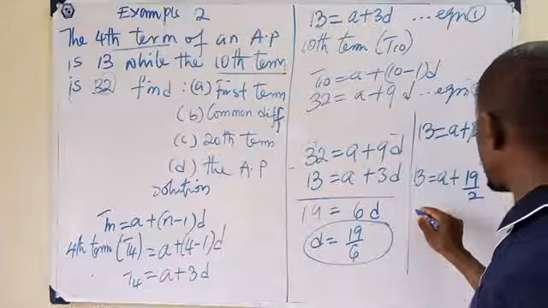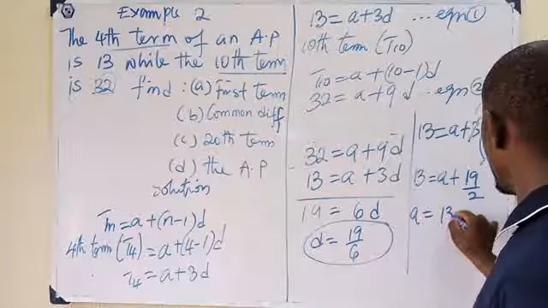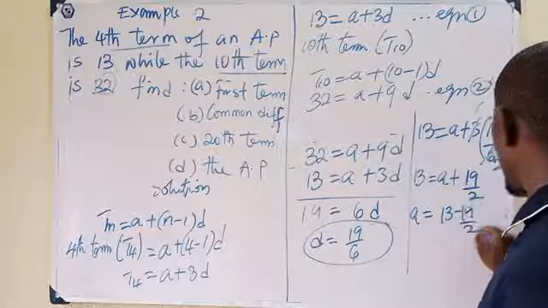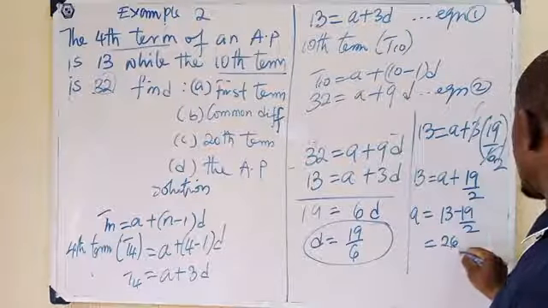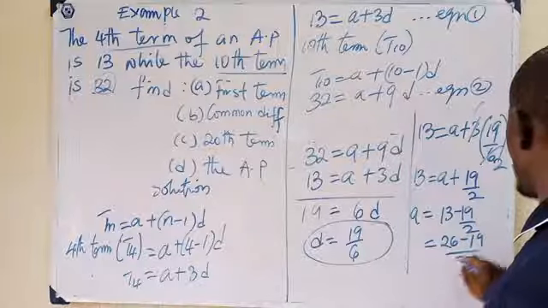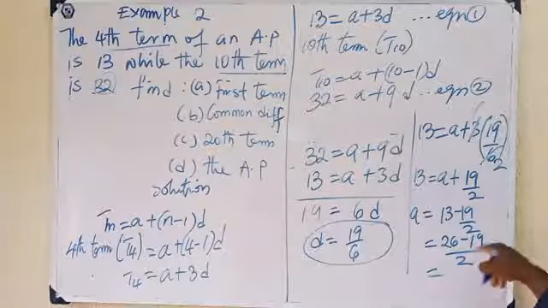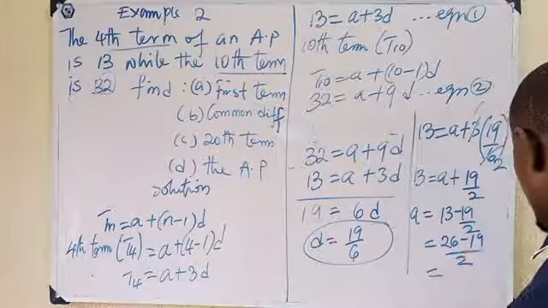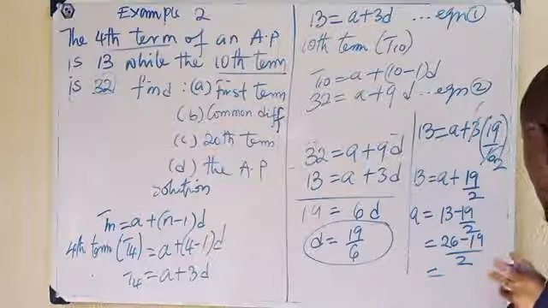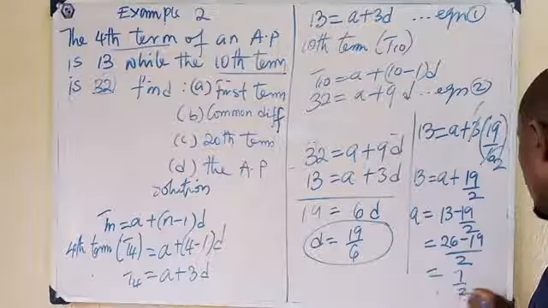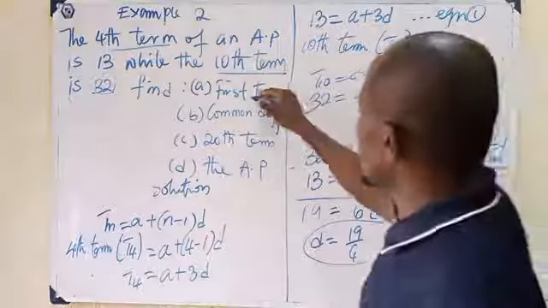So this implies that A is equal to 13 minus 19 over 2. So this will give us 26 minus 19 over 2. So 26 minus 19 will give us what? 7, right? Yes, 7 over 2. So A is equal to 7 over 2. So we have answered this question and this one.